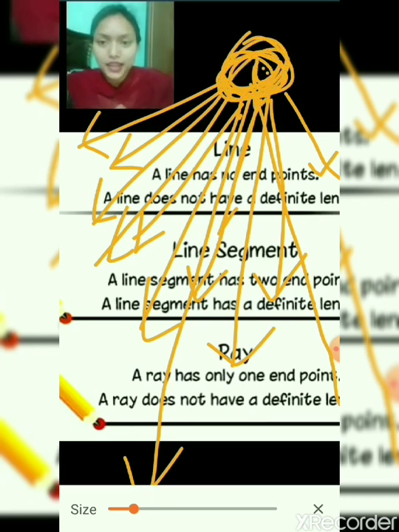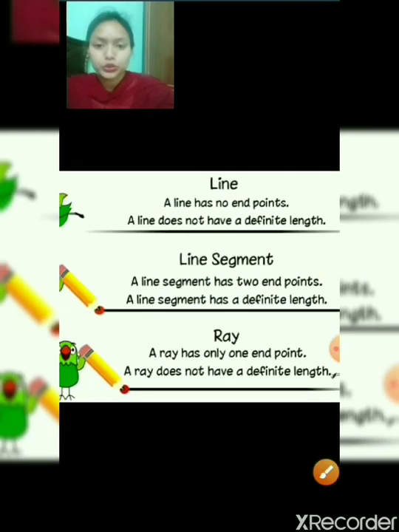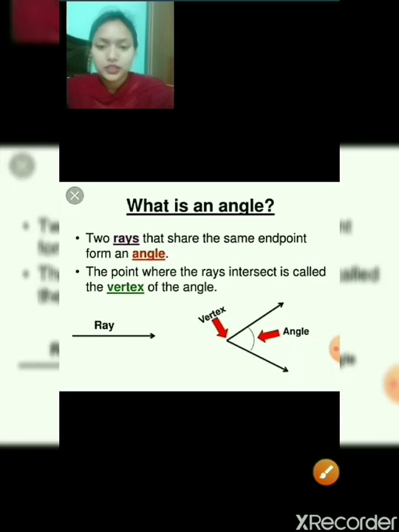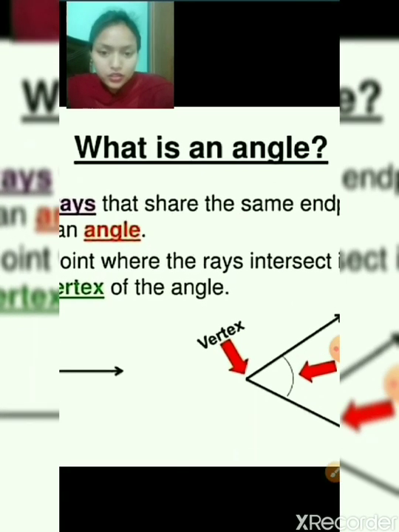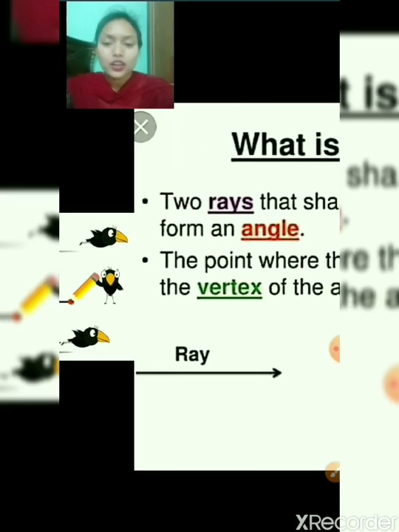So what is a ray? A ray has only one end point and from one side it can move continuously. Okay, now let's move ahead. Now what happens? Now when two rays meet together, they form an angle. Yes, so what is an angle?